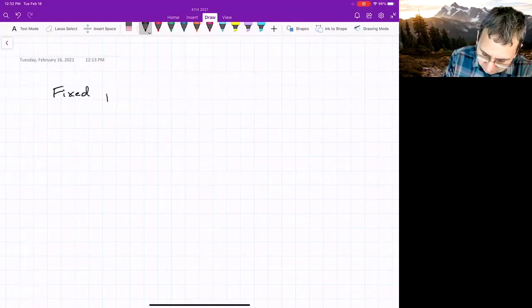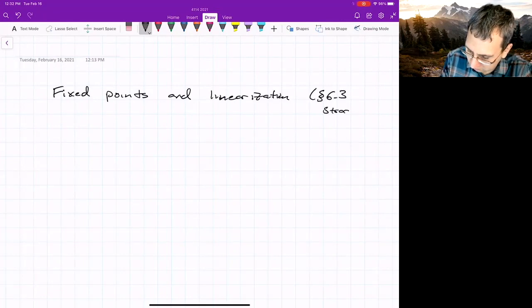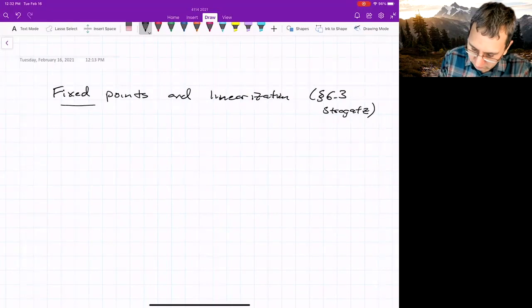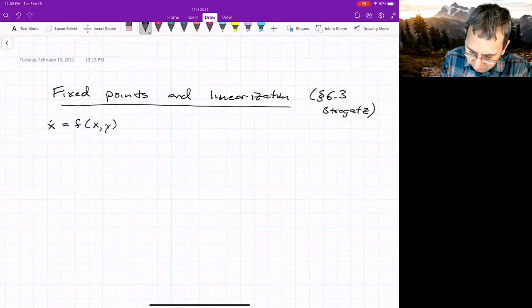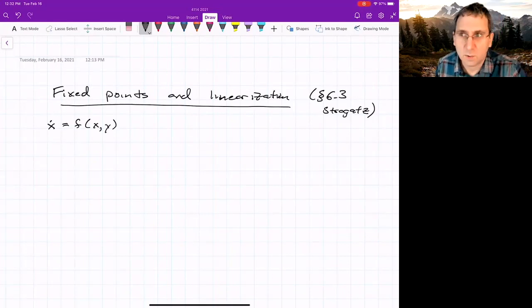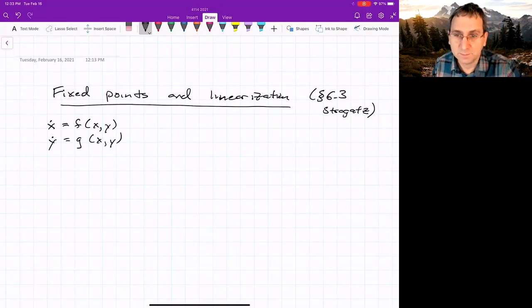So let's do it. It's fixed points and linearization. This is section 6.3 specifically of Strogatz. So I want you to think of what we've written as a two-dimensional system, autonomous, with two scalar variables, x and y. So we've got x dot equals f of x and y. That's a scalar, and y dot is g of x and y, another scalar function.